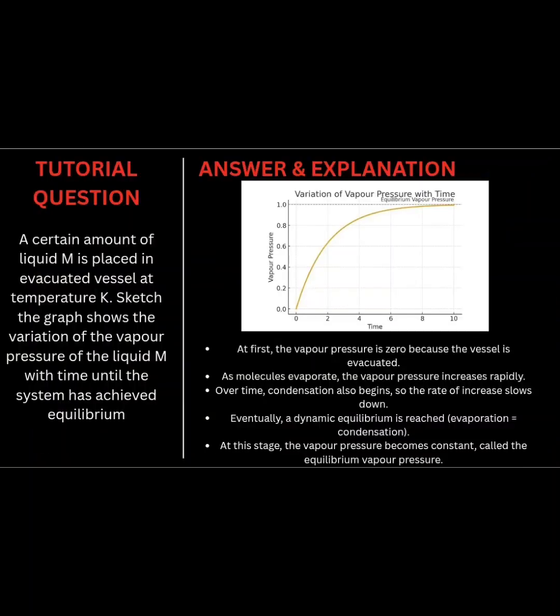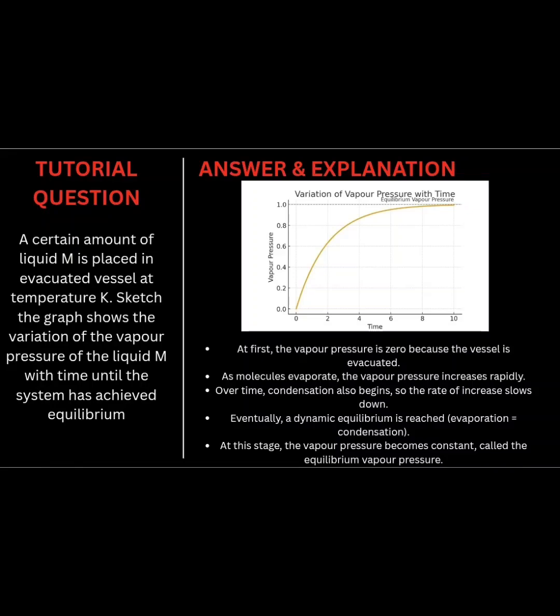Now, we will continue with some of the tutorial questions in the Chem Snap. A certain amount of liquid M is placed in evacuated vessel at temperature K. The sketched graph shows the variation of the vapor pressure of the liquid M with time until the system has achieved equilibrium.